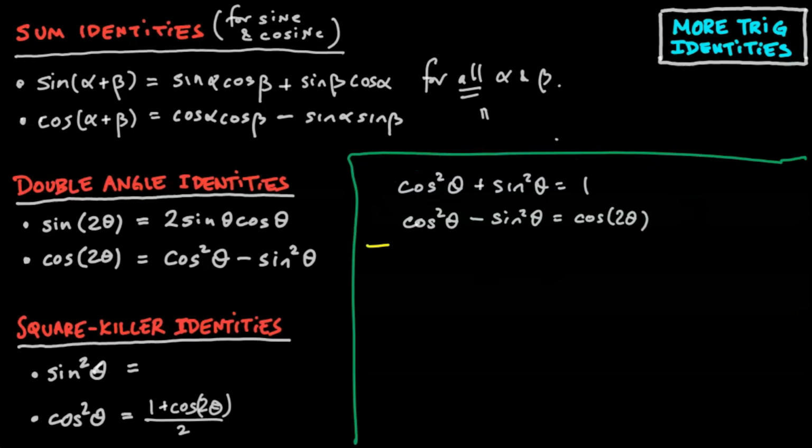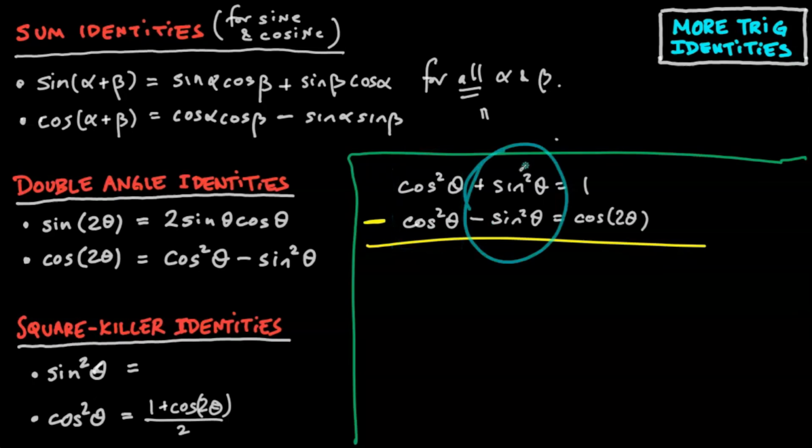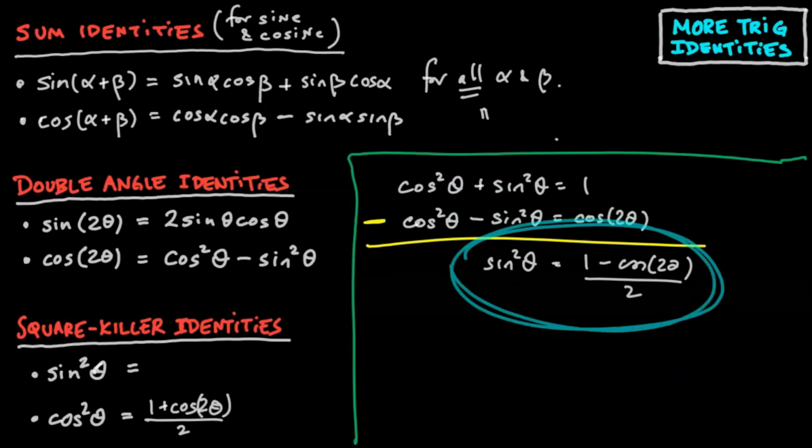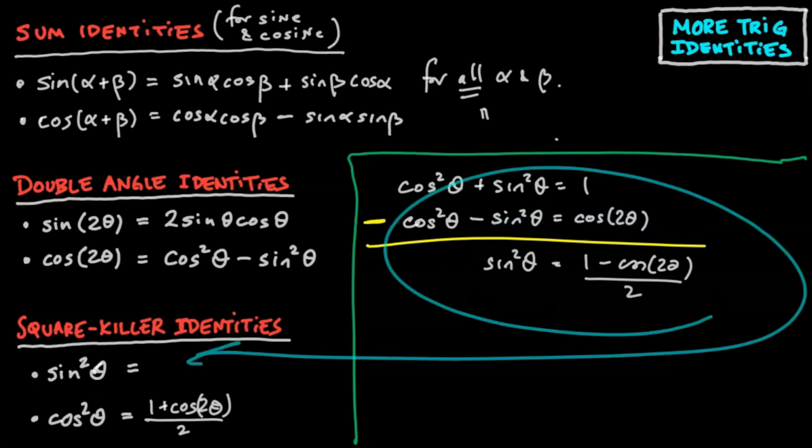Because if instead of adding them, I had subtracted, well, that will knock out the cosine squareds while reinforcing the sine squareds, because I'll get sine squared minus sine squared. So I'd end up with 2 sine squared on the left-hand side and 1 minus cosine 2 theta on the right-hand side. And now, of course, if we divide both sides by 2, we end up with our other square killer identity. So let's put it in its place.